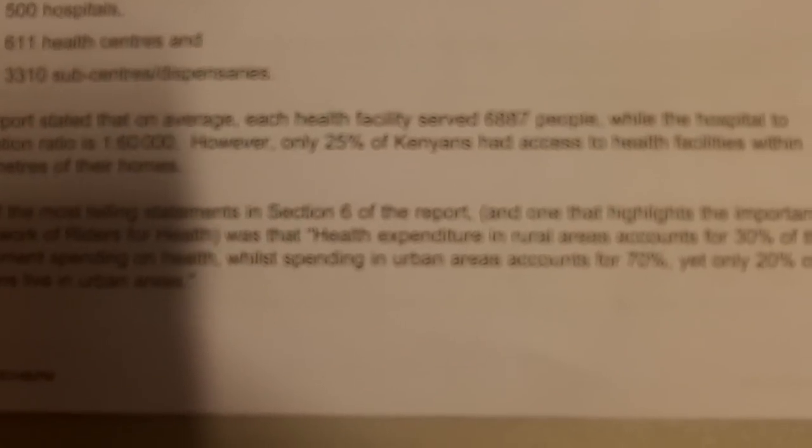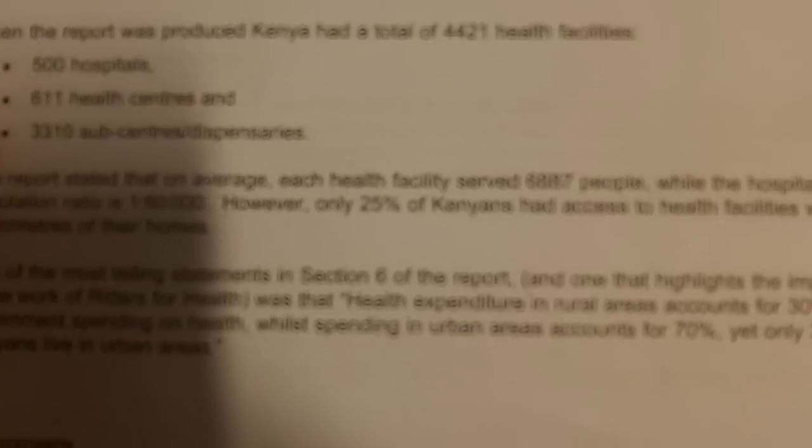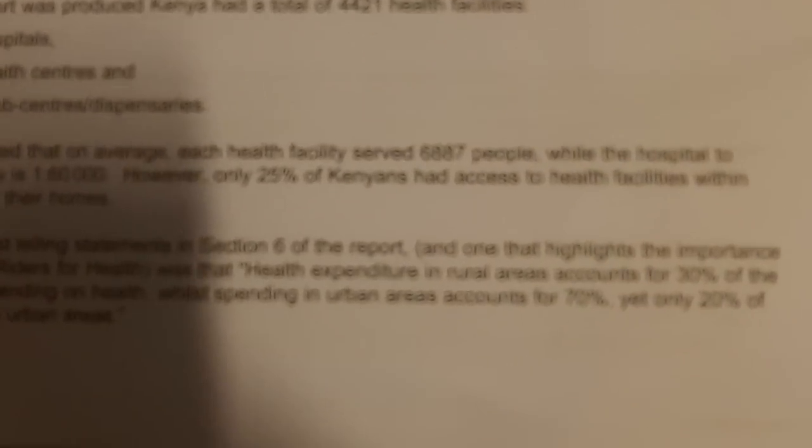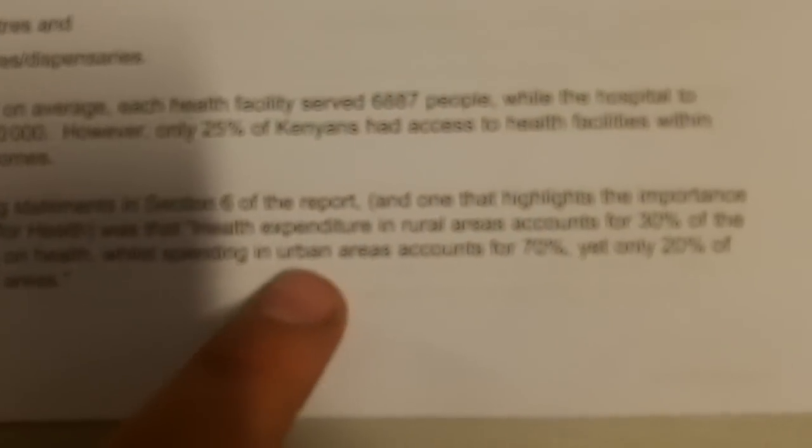You've got some key facts: there are quite a few health facilities, but they're mostly in urban areas. Here we go: health expenditure in rural areas accounts for 30% of the government spending on health, while spending in urban areas accounts for 70%, yet only 20% of Kenyans live in urban areas. So there's a massive discrepancy here. The urban people are being looked after, they've got more money, and the rural people are losing out.